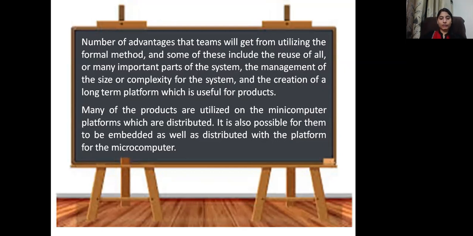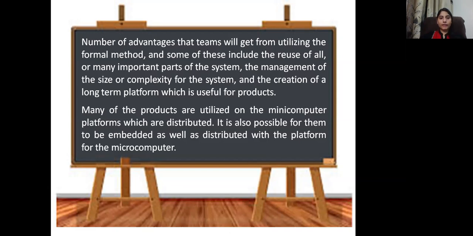Many of the organizations that deal with real-time systems do not have much experience when it comes to dealing with formal analysis methods. There are a number of advantages that teams will get from utilizing the formal method, and some of these include the reuse of all or many important parts of the system, the management of the size or complexity of the system, and the creation of a long-term platform which is useful for products. Most importantly, you will be able to enhance the development process for the software.